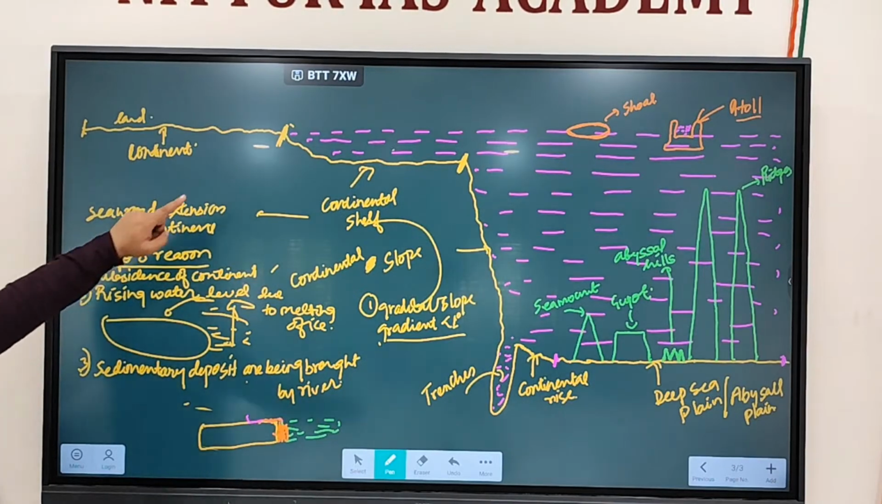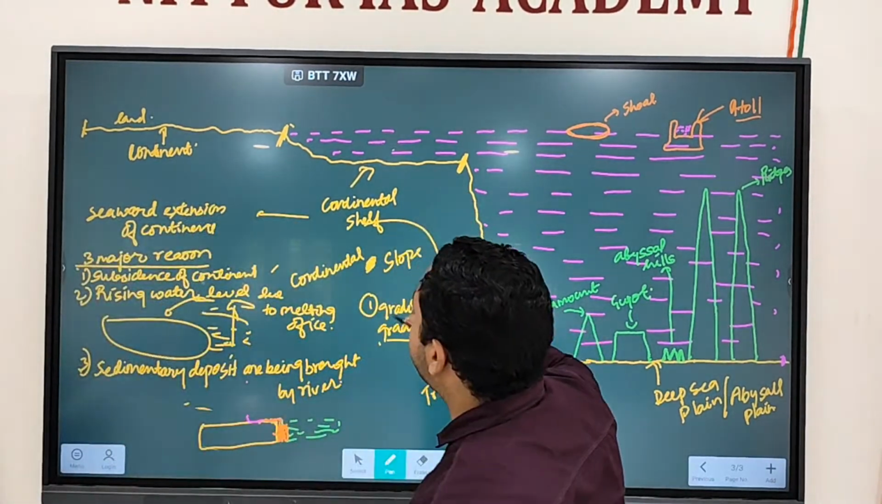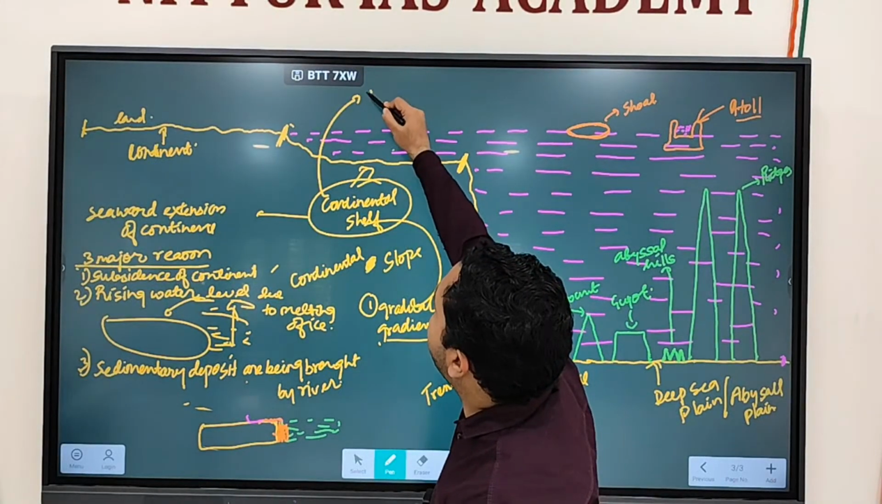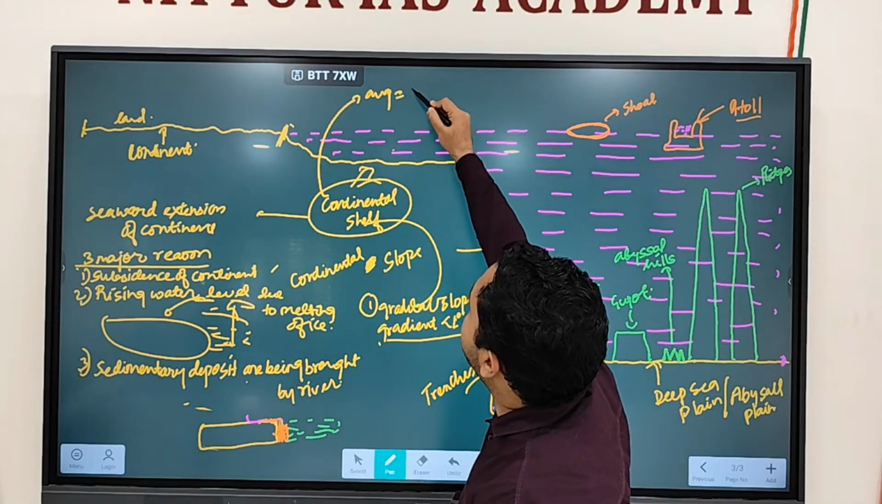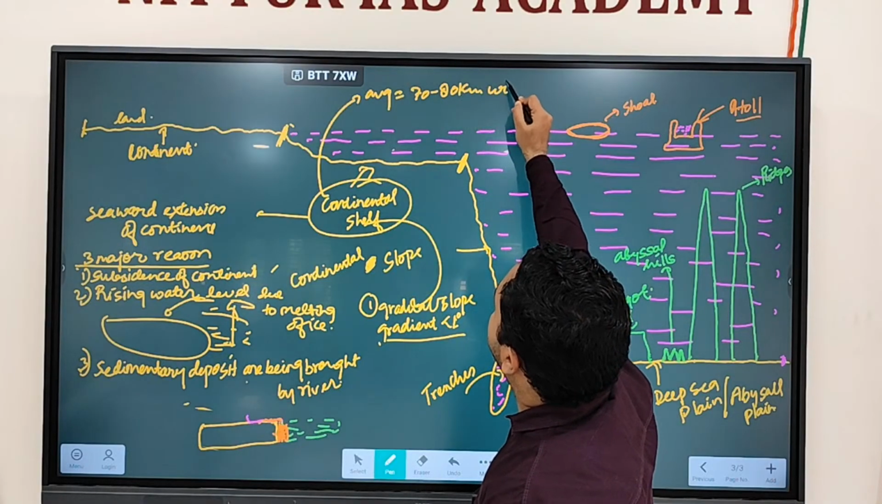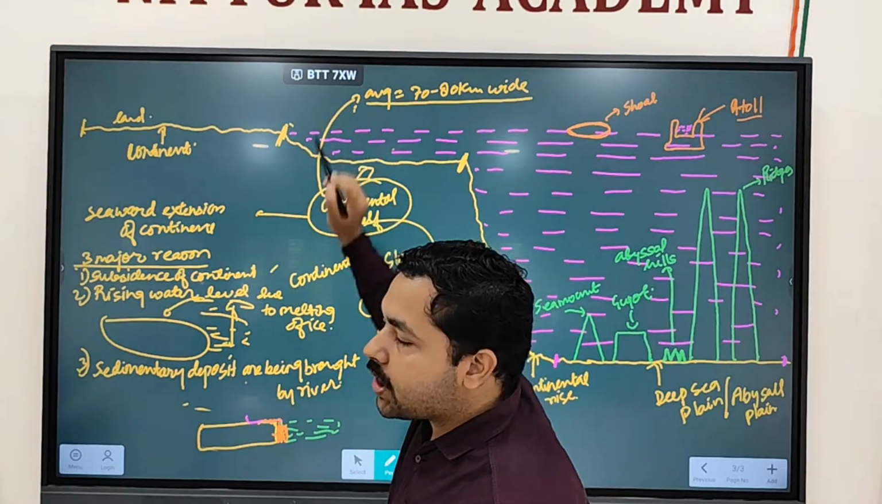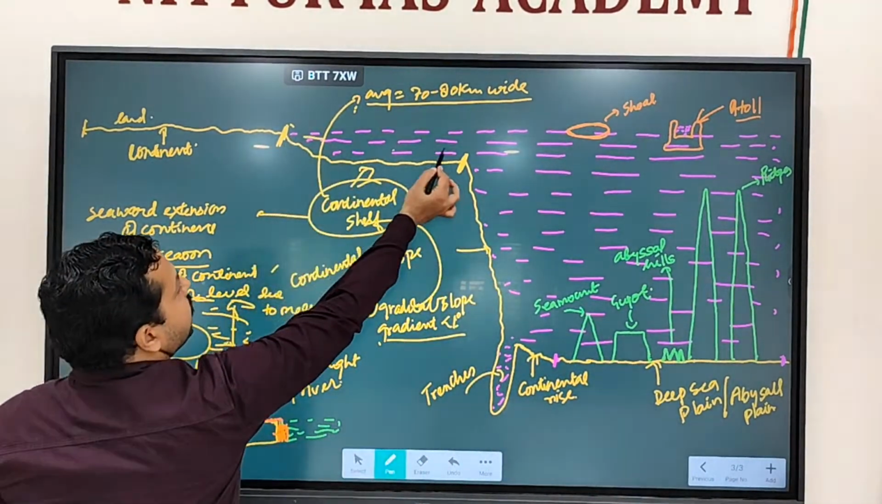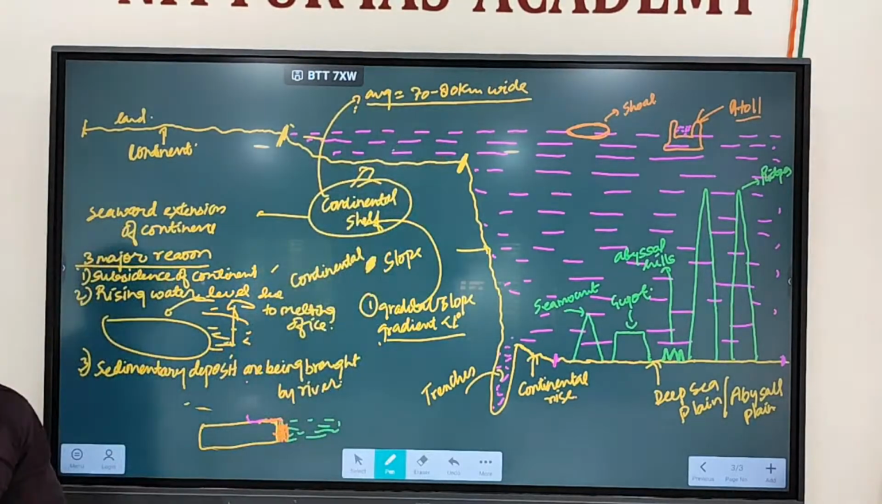Now, how much is going to be the extension of the continental shelf? On an average, generally you find this is around 70 to 80 kilometers wide. On an average, how much do you see the continental shelf? This distance, how much can be there? This can be around 70 to 80 kilometers wide in nature. Clear? This is the average length that you generally find with regard to the continental shelf.